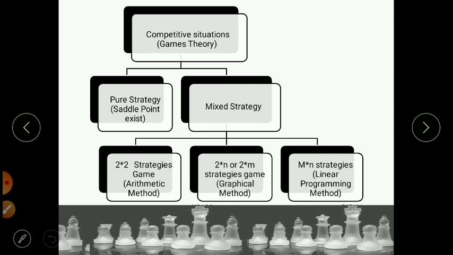So game theory, which is nothing but competitive situations, as we discussed earlier, has two basic strategies, that is pure strategy and mixed strategy. In pure strategy, we have examples like the saddle point, which we'll be discussing in the coming lectures. And in mixed strategies, we have further subcategories, that is 2 by 2 strategy games by the arithmetic method, by the graphical method, and third, by the linear programming method. These topics will be covered in the subsequent lectures.